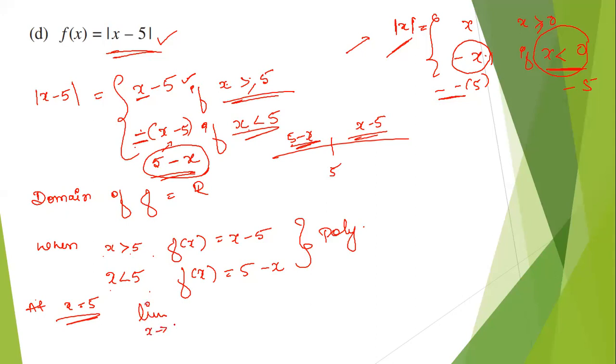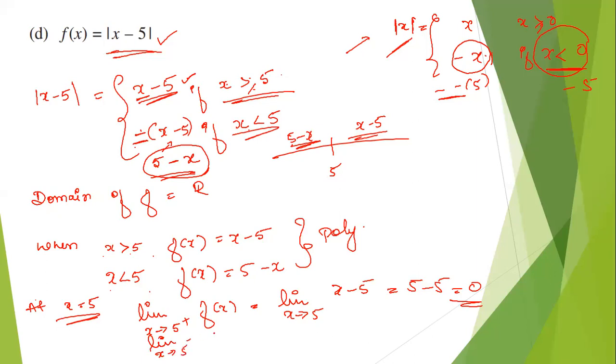Yes, x tending to 5 plus, what will be that? Which one should we take? x greater than 5. So x minus 5. So it will be 5 minus 5, 0.